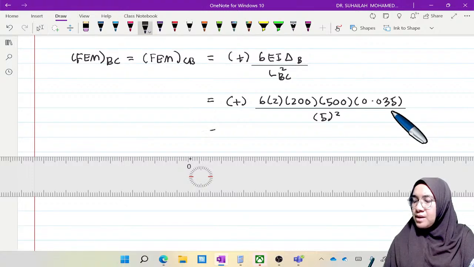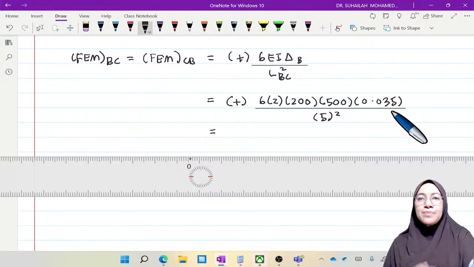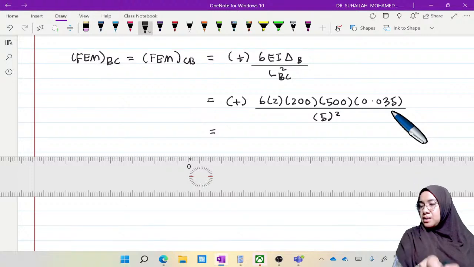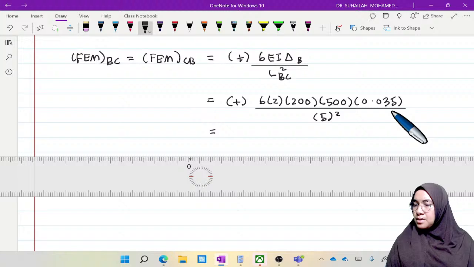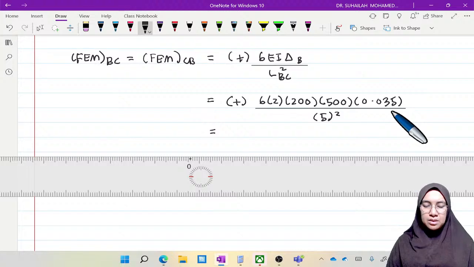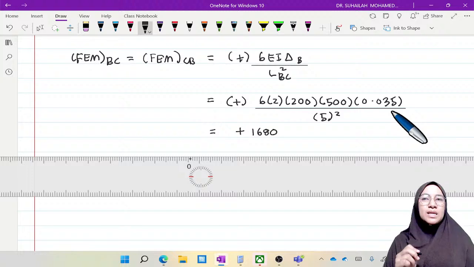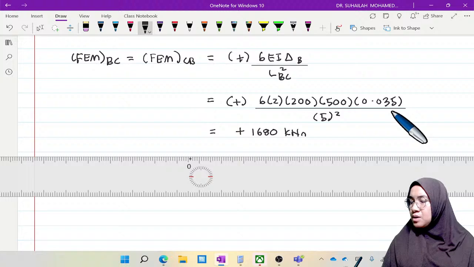So FEM BC and FEM CB: calculate this value. This is 6 times 2 times 200 times 500 times 0.035 divided by 25. So we get positive 1680 kilonewton meter.